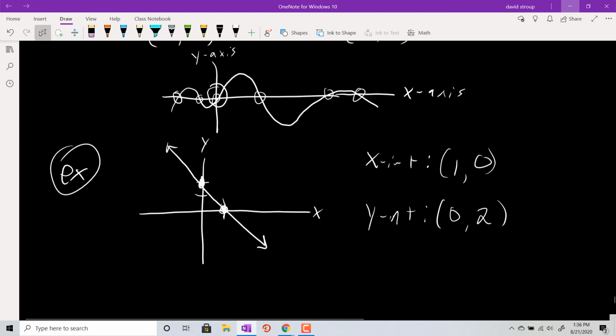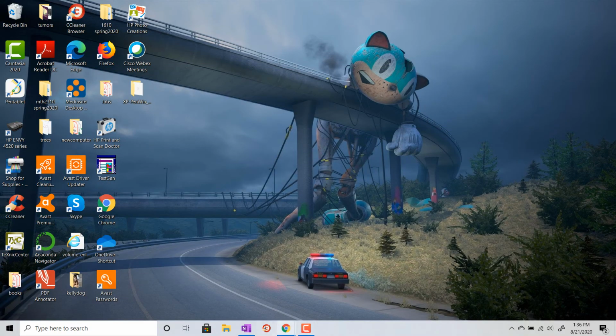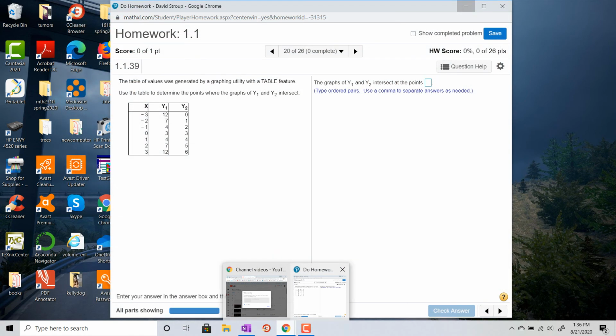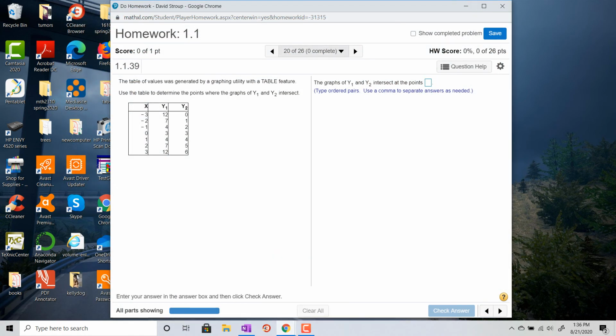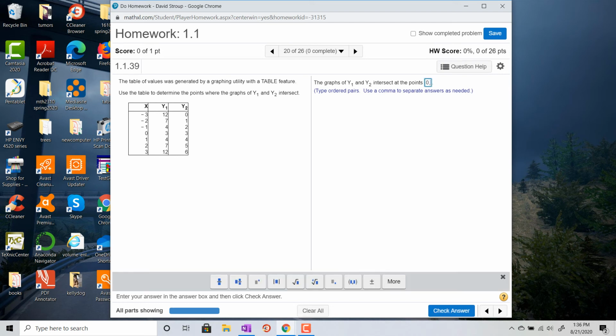Let's maybe look at what they have in the old web homework problems. So here's number 20. The table of values was generated by the graphing utility with a table feature. Use the table to determine the points where the graph of y1 and y2 intersect. So you could just go through the table and find where y1 and y2 are the same. Okay, so it looks like at 0 and at 1. So there's more than one answer.